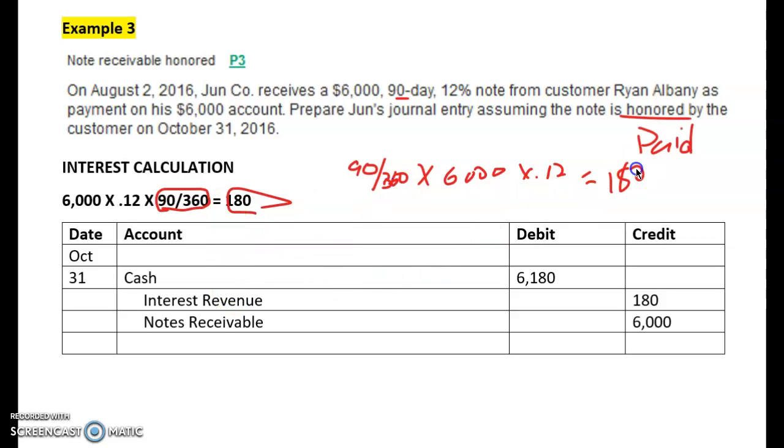Now we know we need 180. So 180 plus 6,000 is 6,180. We're going to receive cash of $6,180. We're going to credit notes receivable because it's now being paid off, and the interest we just calculated, interest revenue, is 180. Now, why didn't we do an adjusting entry?